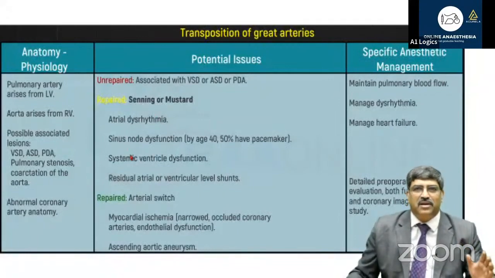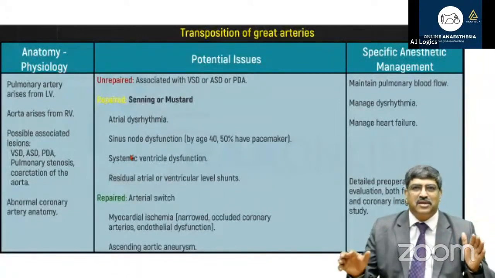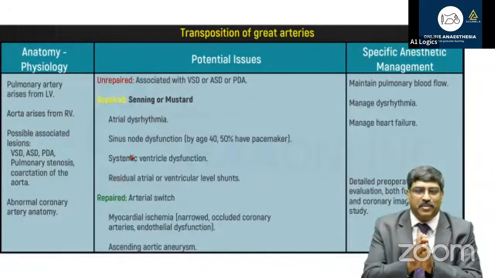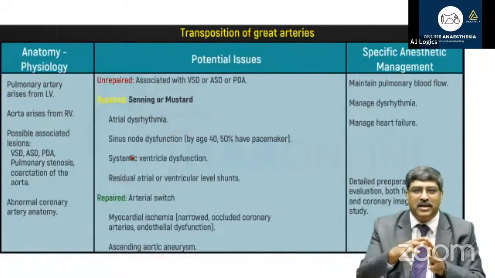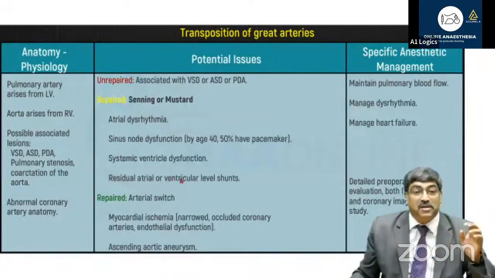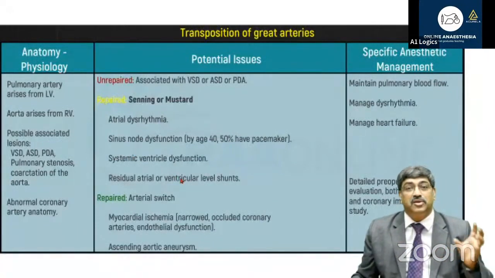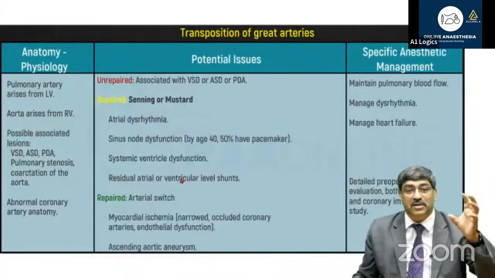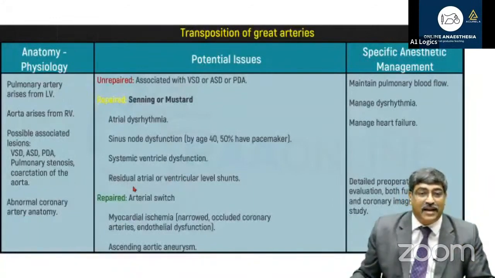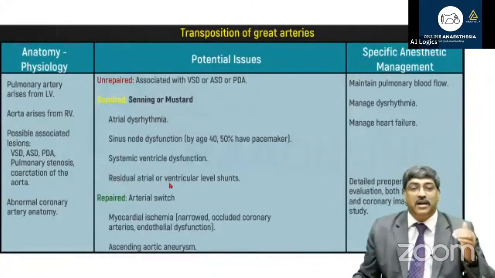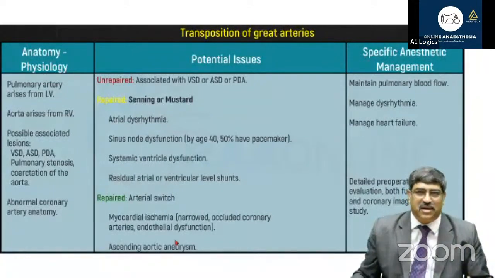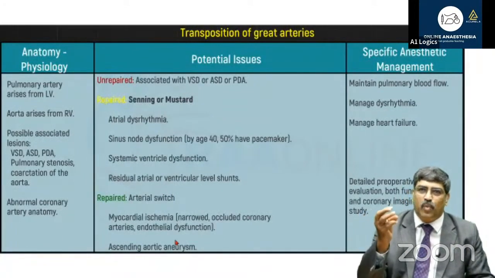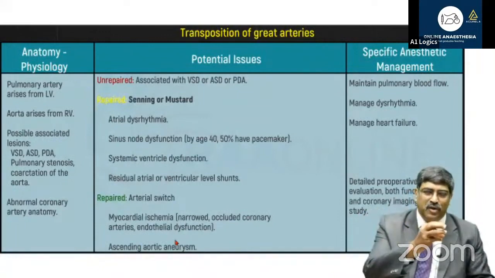If a Senning surgery is done, atrial dysrhythmia or sinus node dysfunction can be common because you are meddling around the right atrial conduction system. Systemic ventricular dysfunction happens because your right ventricle is going to be the systemic ventricle, and there can be a residual atrial or a ventricular level shunt. If an arterial switch is done, you have implanted such a small coronary into the neo aorta.